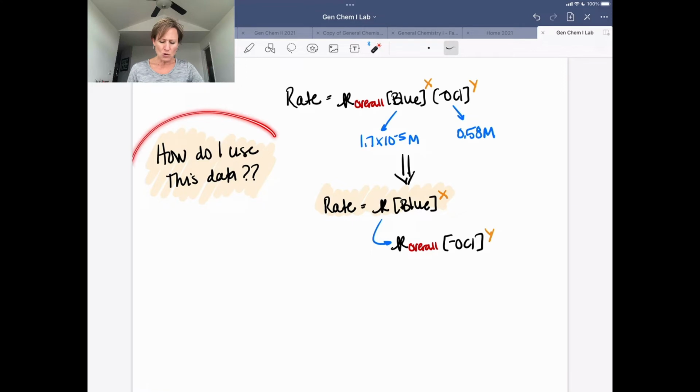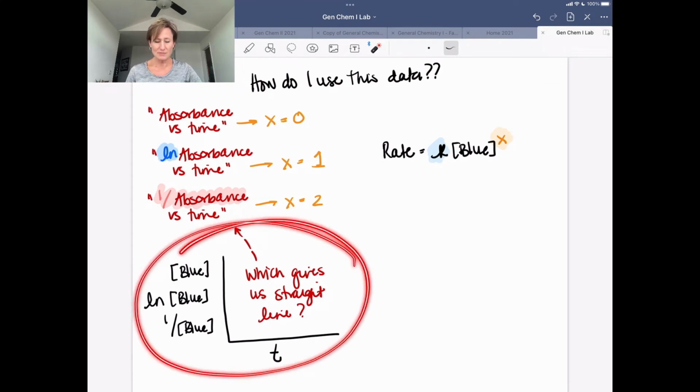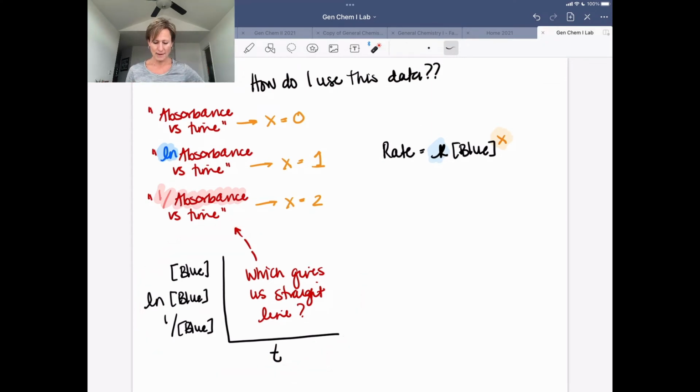Okay, so how do I use those 12 graphs that I just made? Well, it has to do with solving for x and this rate constant. So let's talk about how you do that. Remember, we are going to have 3 plots of data for each trial. You're going to look at those plots, and based on the r squared value, the closer the number is to 1, the more linear the data fit is.